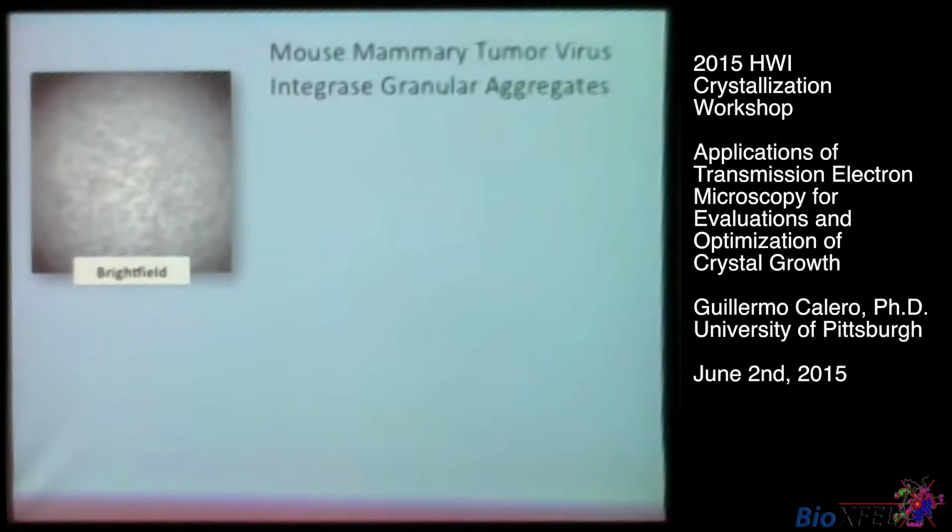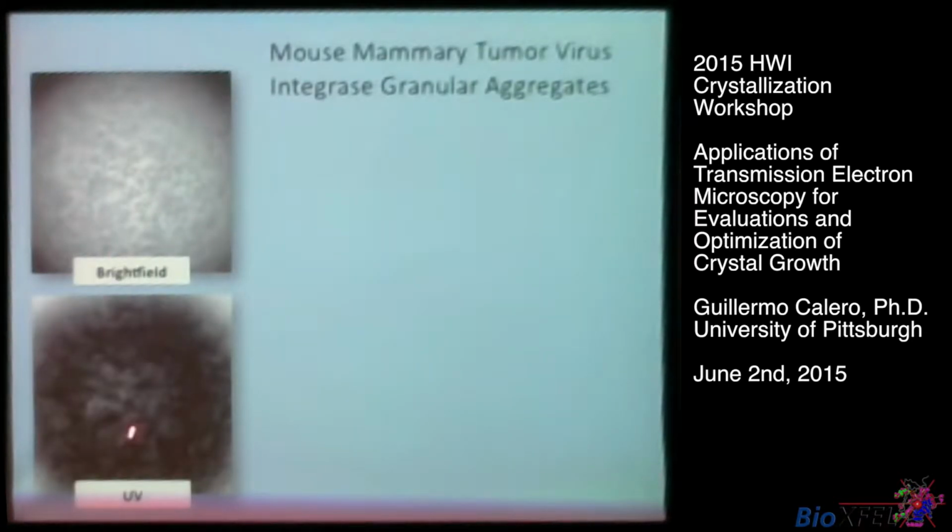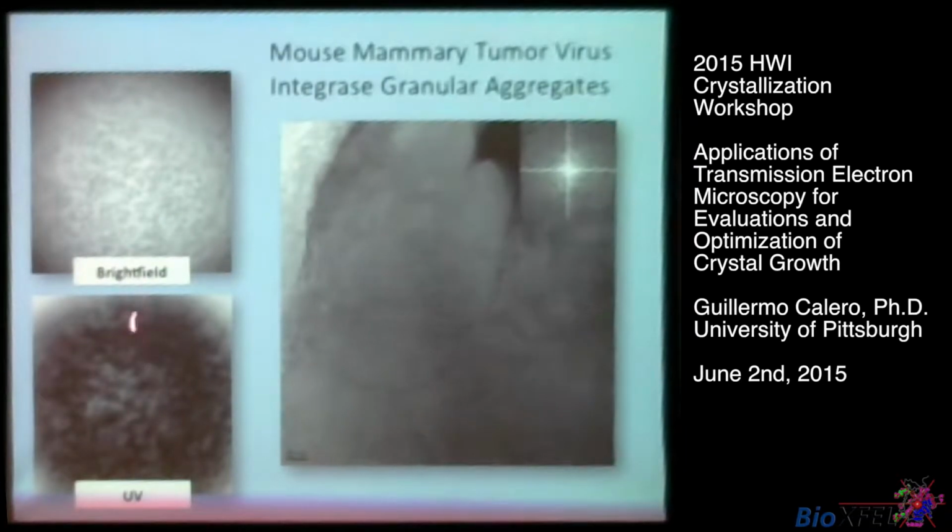So what you see here is another condition where we were able to identify granular aggregates, the type of granular aggregates that Joe was showing. We looked at them with UV. This is a very hard protein to crystallize. We were never able to see them as crystals. Then when we looked at these granular aggregates, we were able to determine that they were actually protein crystals. I'm not sure if you're going to be able to improve this, but at least you know that you have them and that you can try to improve them.